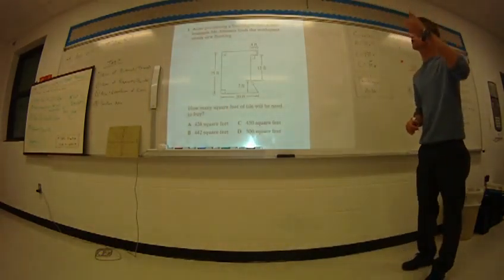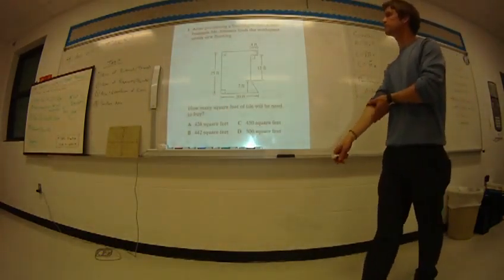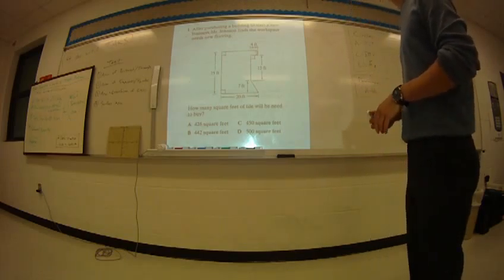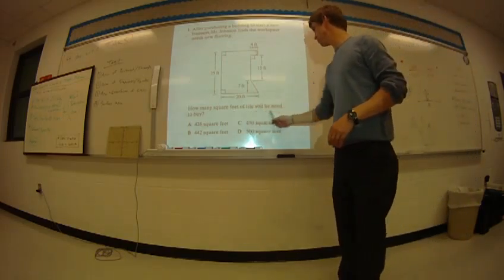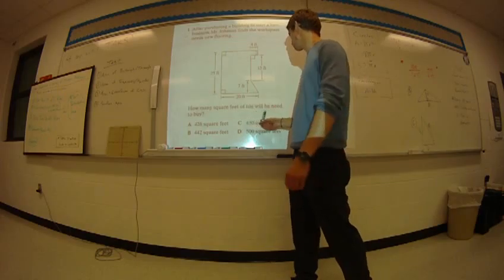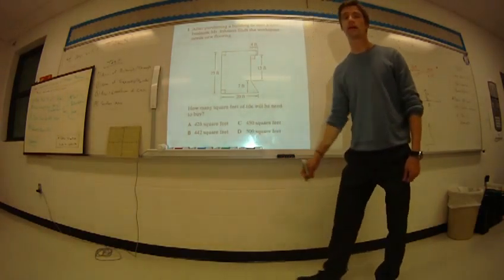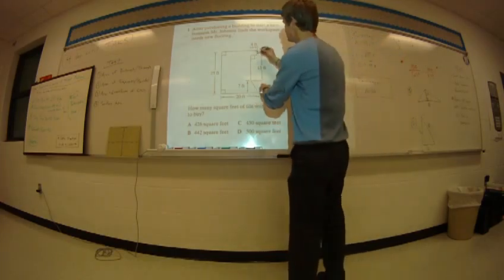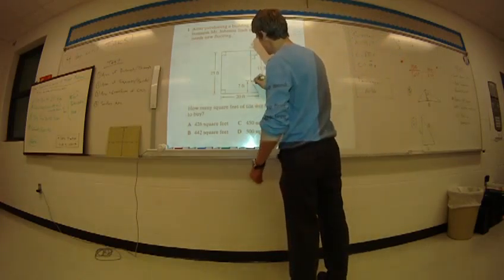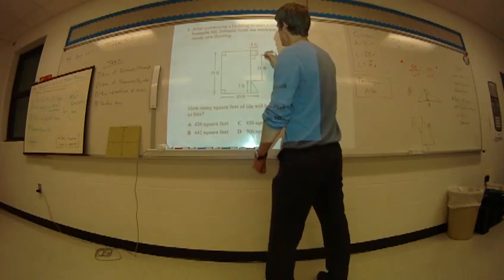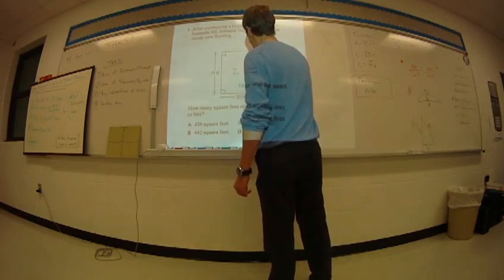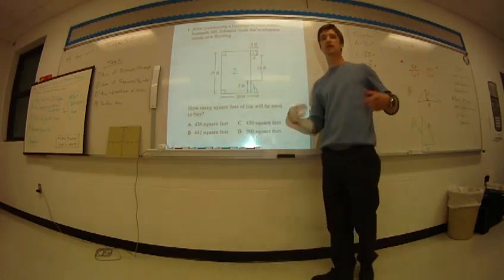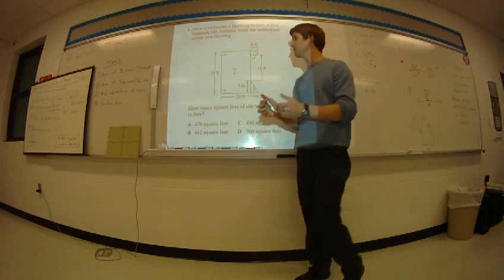Alright. After purchasing a building to start a new business, Mr. Johnson finds the workspace needs new flooring. How many square feet of tile will he need to buy? The best way to do this is to divide this up. I would divide this little portion and this portion. So now you've got 1, 2, and 3. Let's think about the area of each of those individually and then add them together.